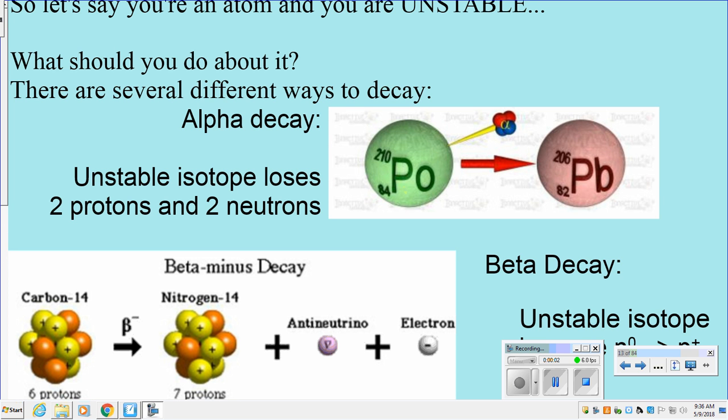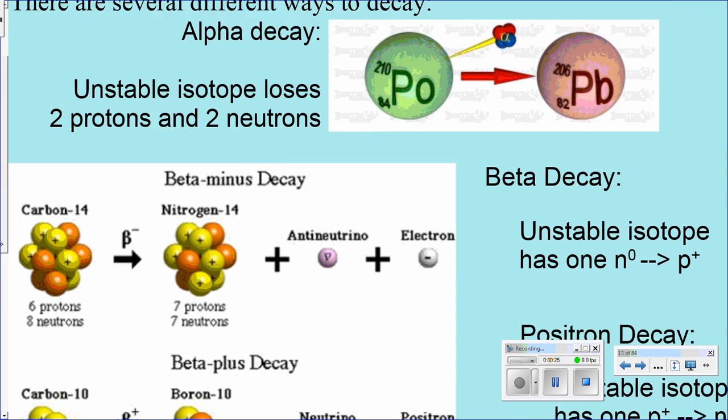So you're radioactively unstable. What are you going to do about it? There are several ways that decay can occur. There's what's called alpha decay. I've given you a nice picture of this where you're seeing a polonium atom that's unstable giving away an alpha particle and turning into lead, which is more stable. Alpha decay occurs when an isotope loses 2 protons and 2 neutrons.